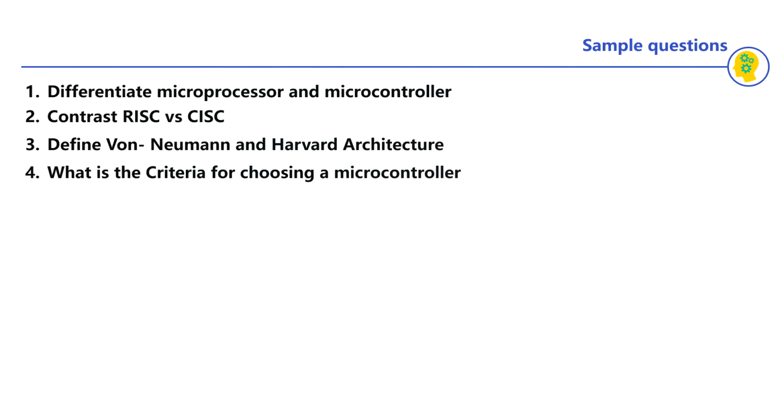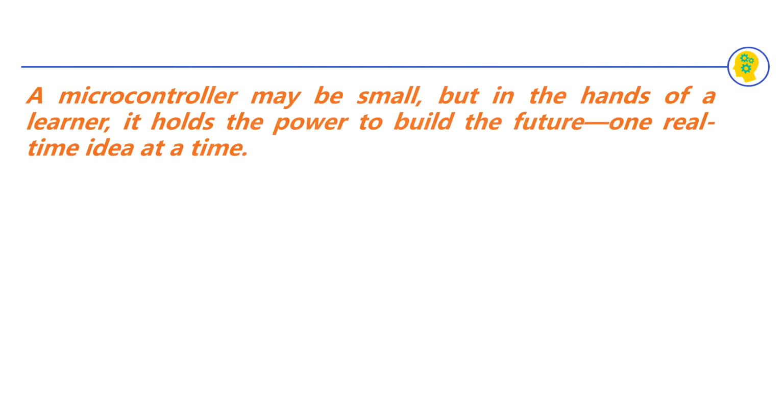These are the simple questions you may practice yourself. What is the difference between microprocessor and microcontroller? Contrast RISC and CISC architectures. Define von Neumann and Harvard architecture. And what is the criteria for selecting a particular microcontroller for a specific application?